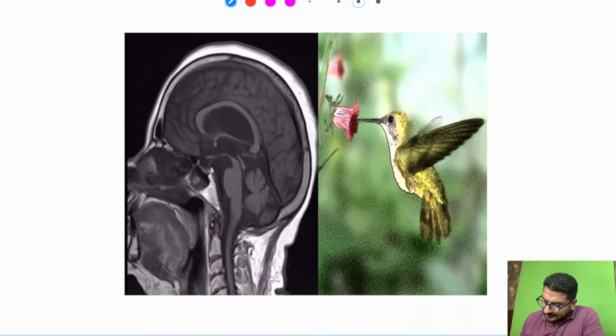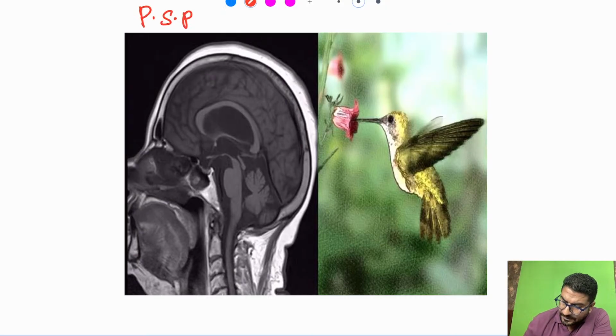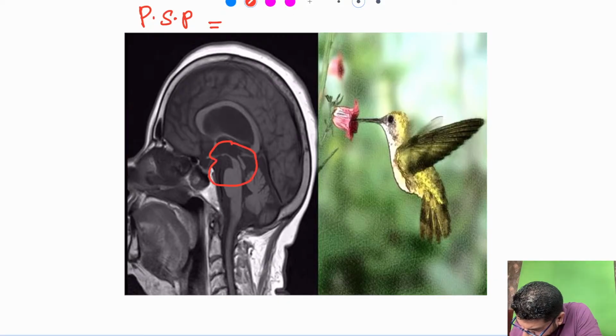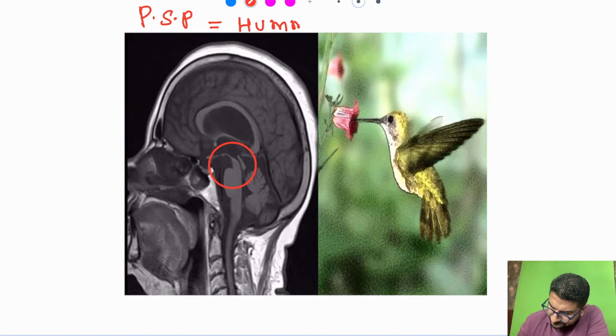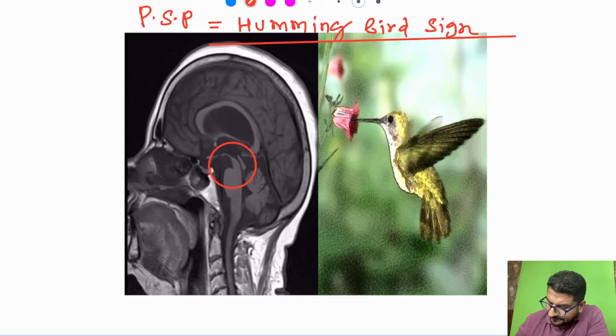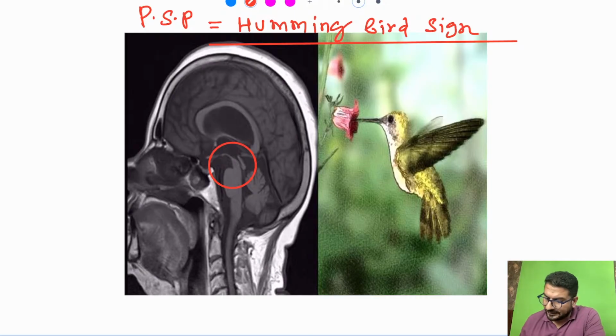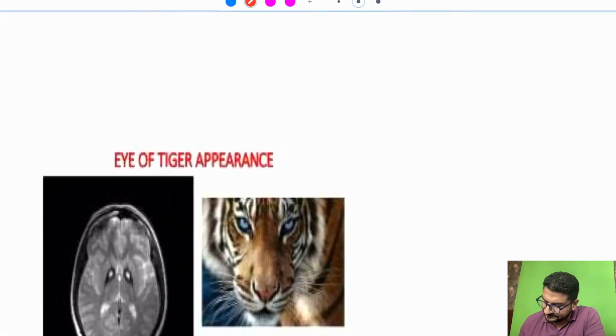Now this is again a disease which will have Parkinson's symptoms plus some other features. This is called PSP, or Steele-Richardson syndrome, progressive supranuclear palsy. If you look carefully here, this is what we call the hummingbird sign. So the hummingbird sign you will see where? In PSP, progressive supranuclear palsy.